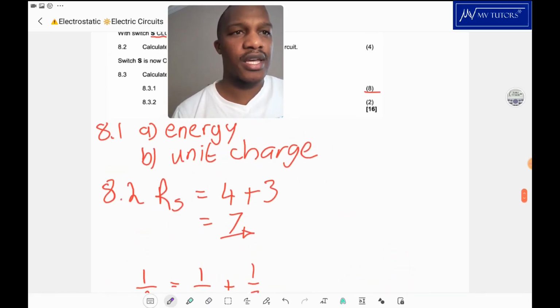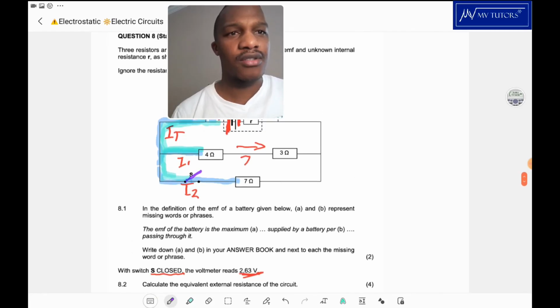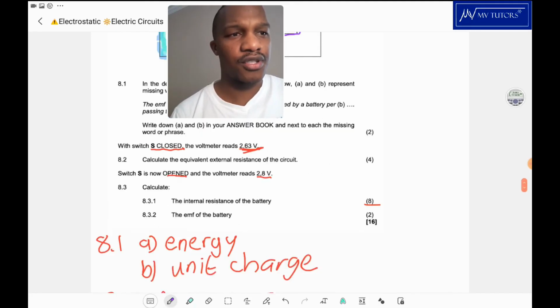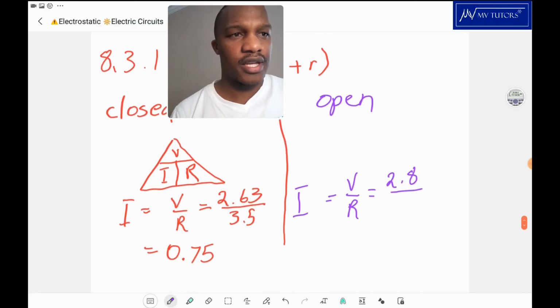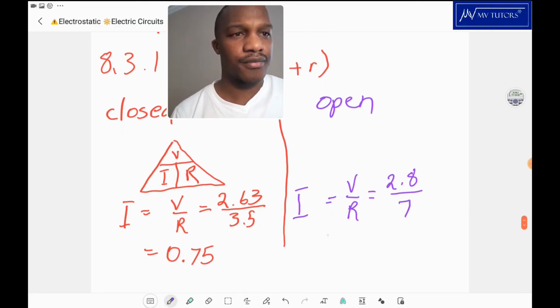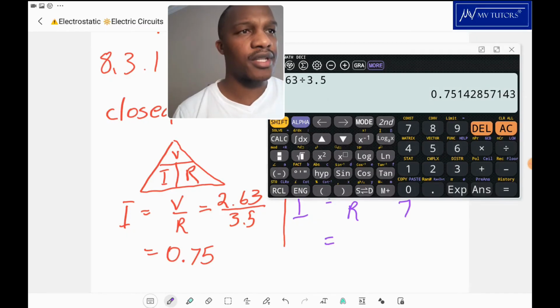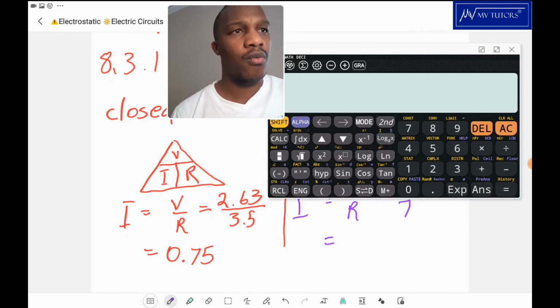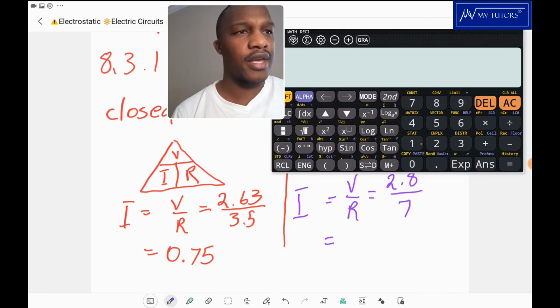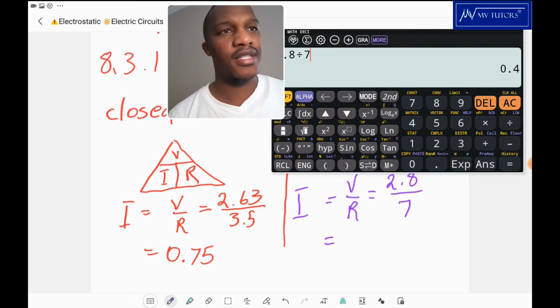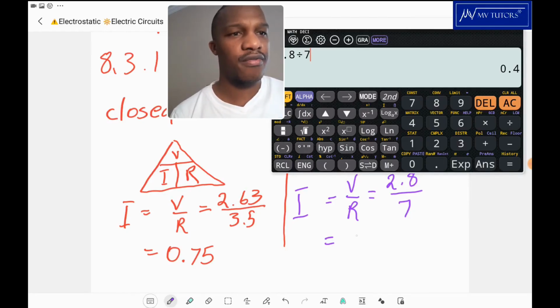As you can see there, the total resistance now is no longer 3.5 because the parallel is not at play, but only these ones. So it's 4 plus 3, only the ones in series, which is equal to 7. So that's our total resistance there. Let's put this in a calculator real quick. We have 2.8 divided by 7, and we get 0.4.